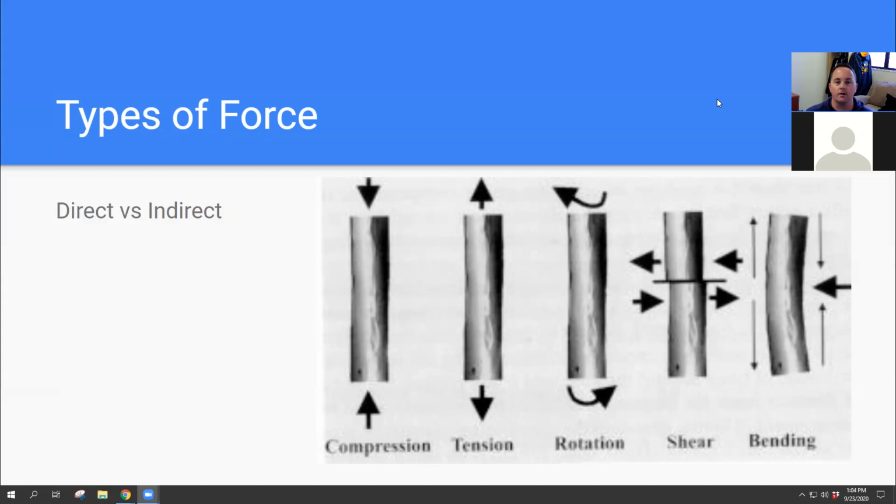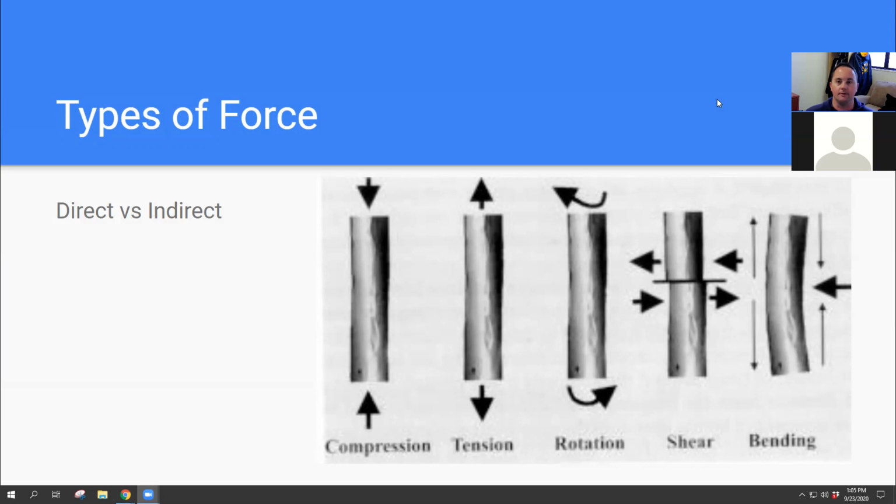Now, indirect force. An indirect force is a force that is applied to one structure in the body, but the injury happens to another. So for example, if I plant my foot and twist to make a cut in any sport, I could injure my knee. That would be an indirect force because the force is applied down towards the foot, I rotate, and then I injure my knee. Okay.